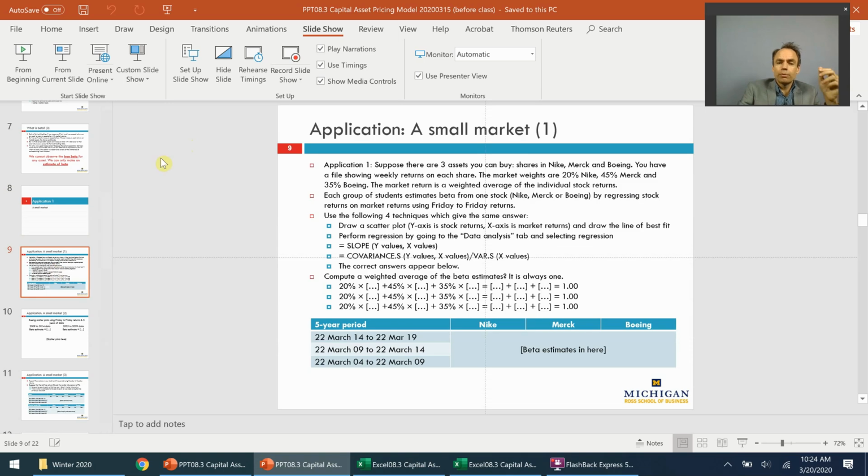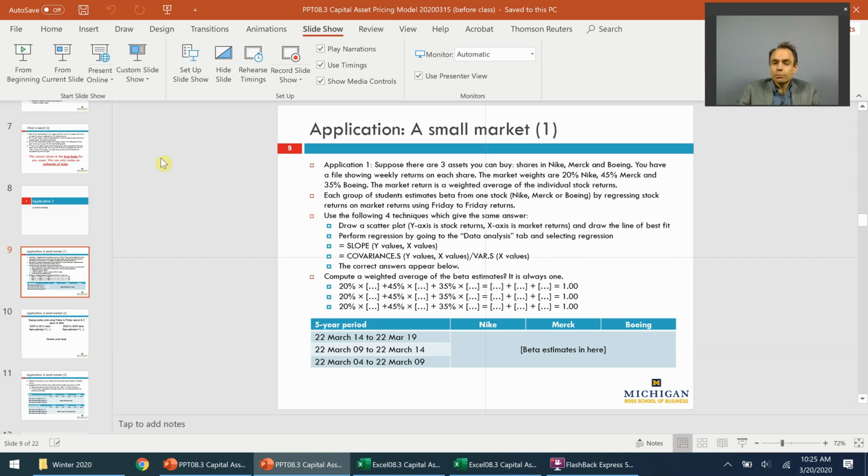So I'm referring to the before class version of the PowerPoint presentation now, and here's our application. Suppose there are just three assets you can buy, shares in Nike, Merck and Boeing. Recall we used the same information in a prior presentation. You have a file showing weekly returns on each share. That is the percentage change in the share price plus any dividend yield in that given week, that is dividend divided by price. And the market weights are 20% in Nike, 45% in Merck and 35% in Boeing.